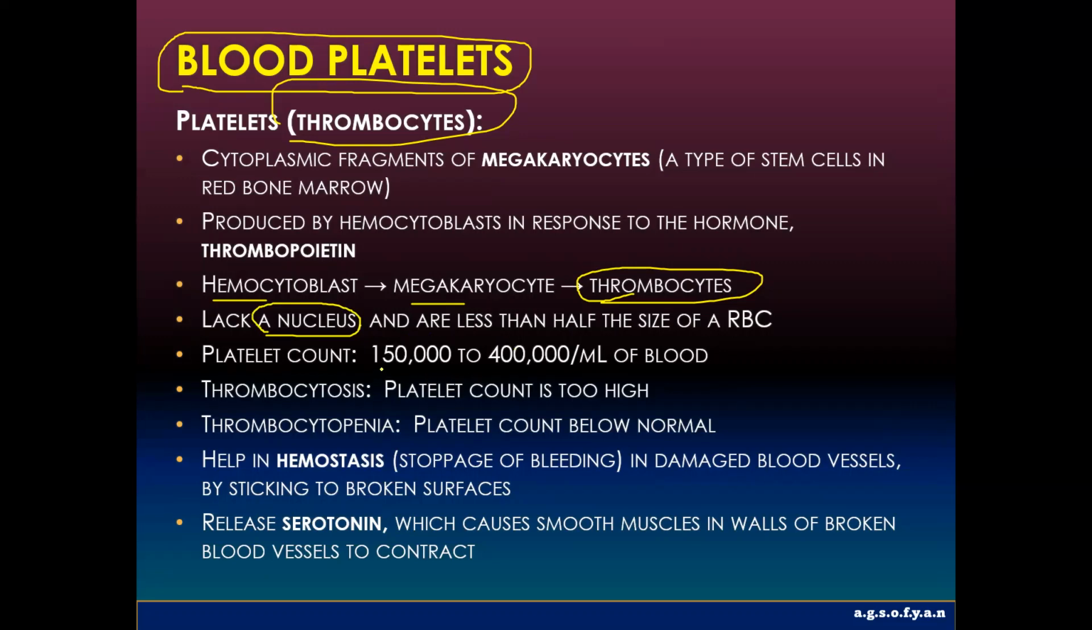The number is around 150,000 to 400,000. So this is the second most abundant after red blood cell. If there are too many platelets, the condition is called thrombocytosis. If the platelets are very few in the blood, it's called thrombocytopenia. So penia means low.